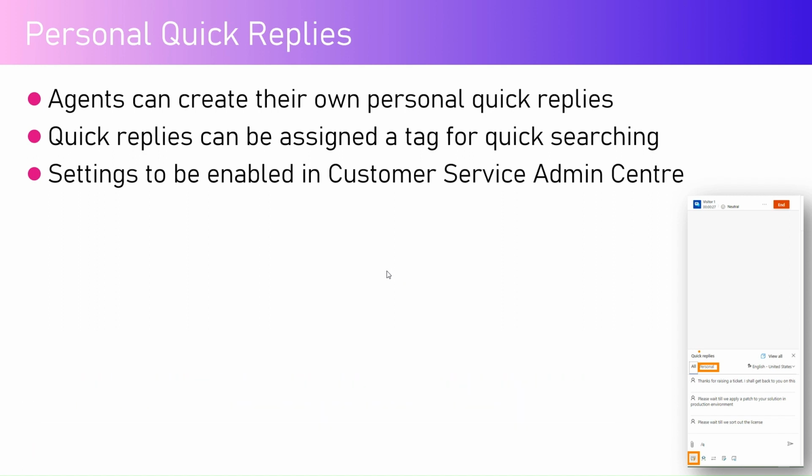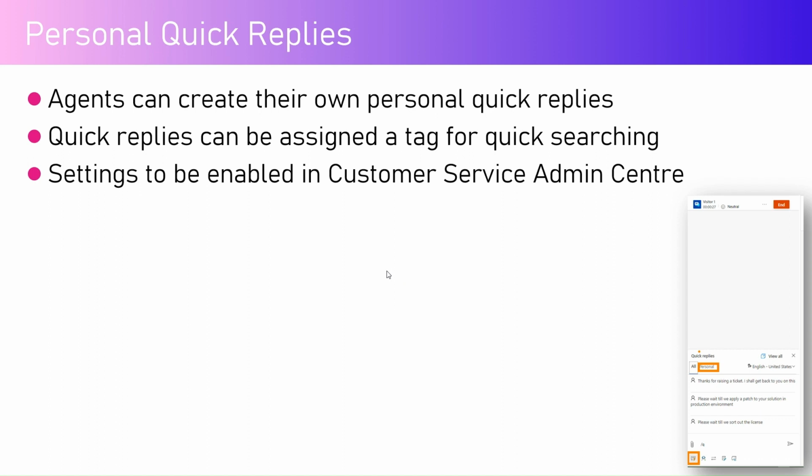Okay, so quick replies are global, that can be used by any agent, but personal quick reply is specific to an agent. So agent has to create them manually. So agents can create their own personal quick replies, and quick replies can be assigned a tag just like a quick reply for quick searching.